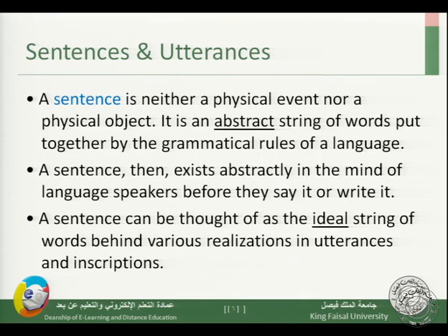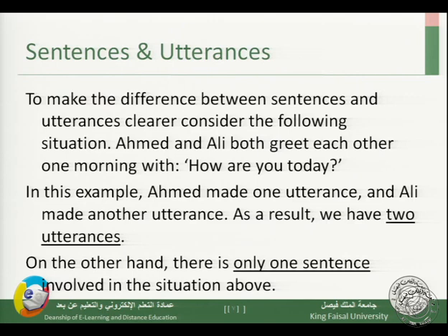A sentence can be thought of as the ideal string of words behind various realizations in utterances and inscriptions. So the previous sentence, there is a car coming, you can write it 5 times, you can say it 3 times and so on. So these are realizations of this sentence. The more you write it, the more realizations you make. The more you say it, the more realizations. If more people say it and write it, we have even more realizations and even more utterances. So this is the difference between an utterance and a sentence.